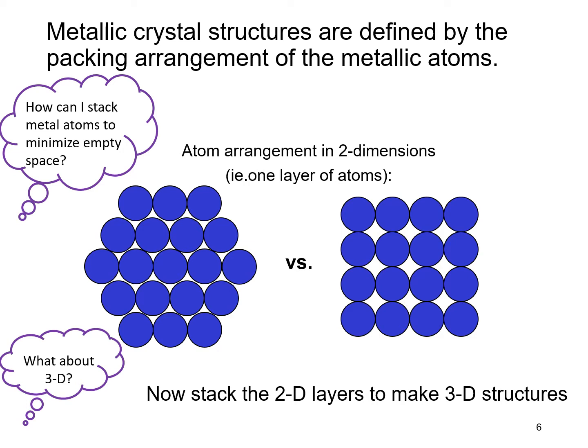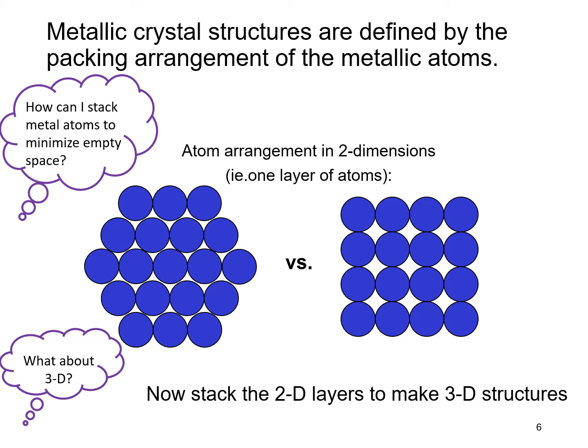So how can I stack my metal atoms to minimize the space? We've looked at that. There are different ways you can stack these atoms on top of each other. To start with a 2D version of it, we could arrange the atoms on a piece of paper or in a box in different ways. Here are two of the options for arranging one layer of these atoms. On the left, you have them nestled into each other in a very tight fashion, and on the right, they are much less densely packed.